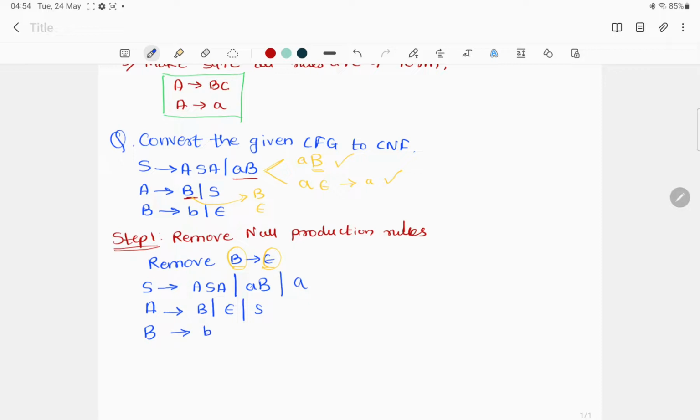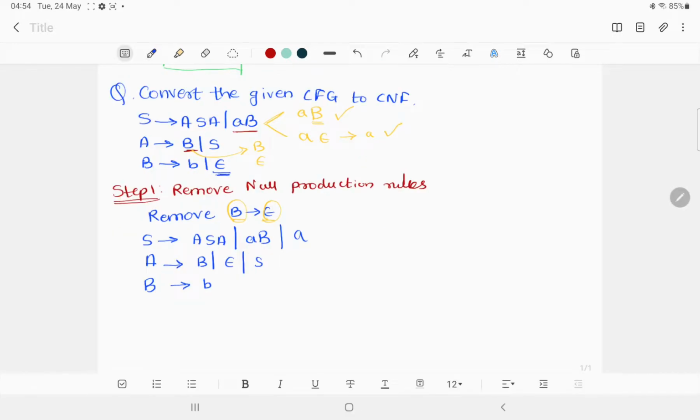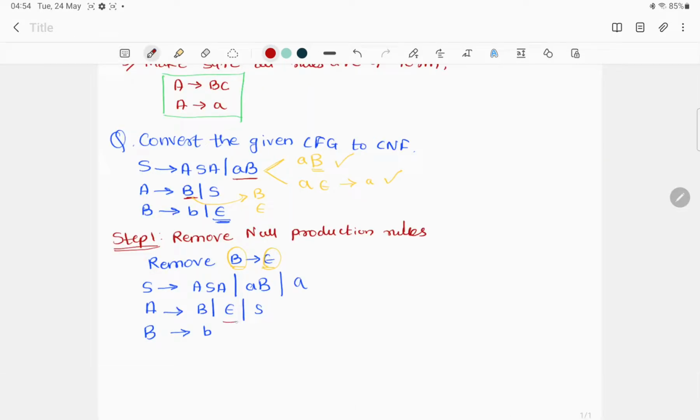Now B giving small b I'm writing, and B giving epsilon we are trying to remove, so this particular production I'm going to remove, and that's why I will be writing B giving just small b and I'm not writing B giving epsilon. So I have done with the removal of B giving epsilon. Now in this production, if we observe, we are getting a rule that is A giving epsilon, which is not allowed. So while removing B giving epsilon, we got a rule that is A giving epsilon. So again, in the same step, we'll remove the rule of A giving epsilon.